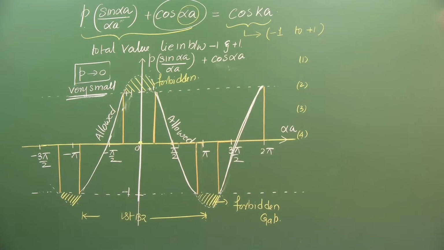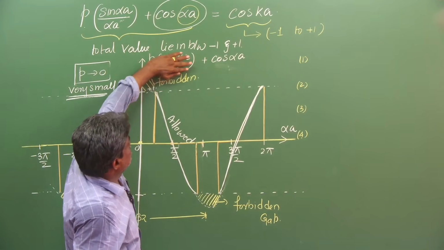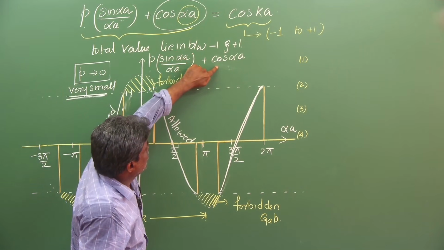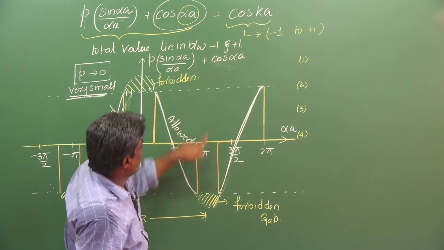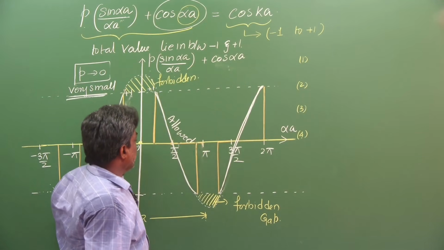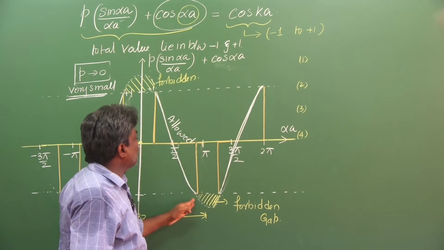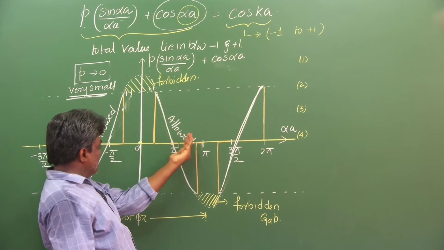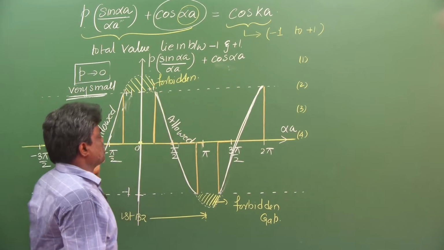Sir, how will we draw this? Forget this term, then where does this term become plus 1 and minus 1? Minus 1 is at pi. That is why it is very close to pi. As it is approaching pi, it should go to minus. Next, where will it become plus 1? At 0. So as it is approaching 0, it will go to plus 1.